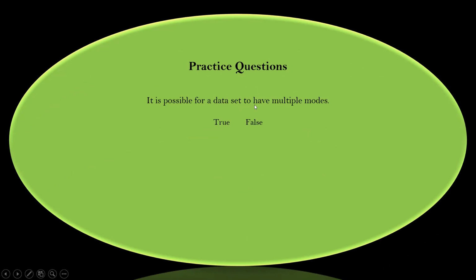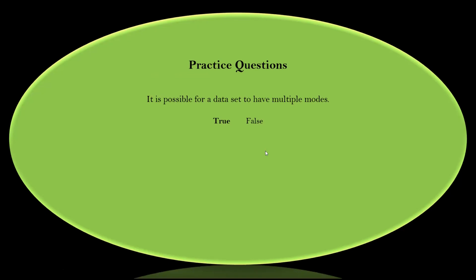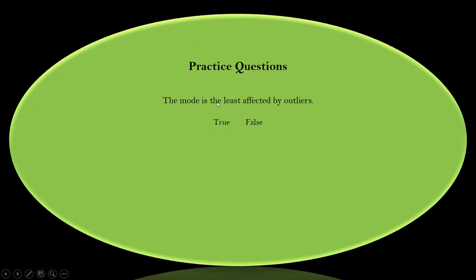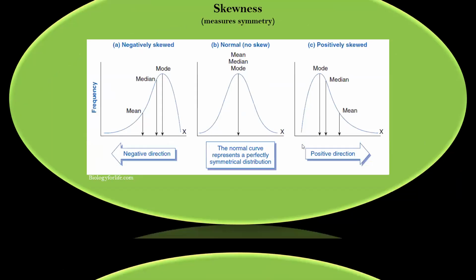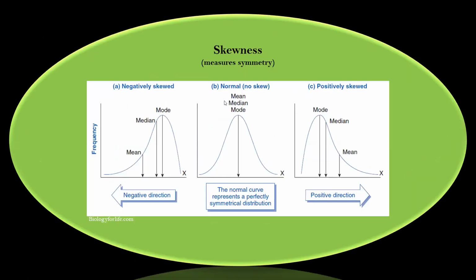It is possible for a data set to have multiple modes. So unlike multiple means, which was false, multiple modes are possible. So that is true. The mode is the least affected by outliers. So typically that is true. So if you go back to the distribution here, you will see the mode typically is the least affected by these outliers, with the mean being the most affected.